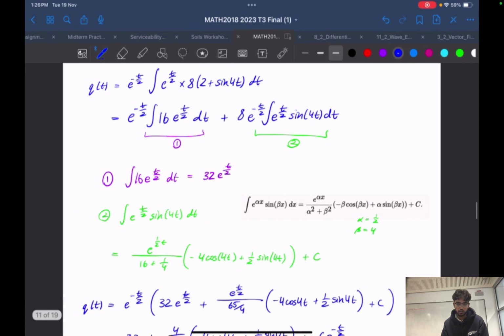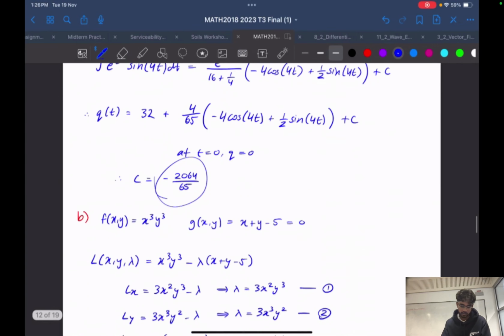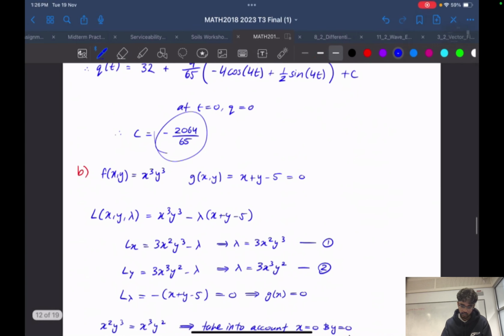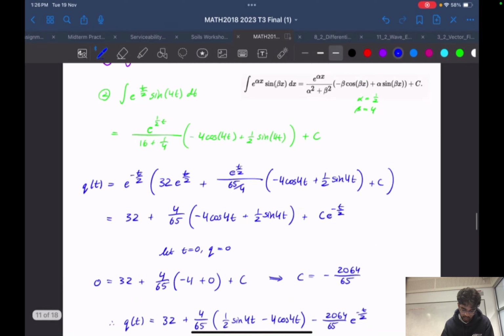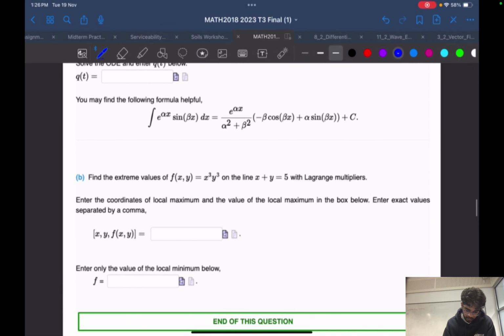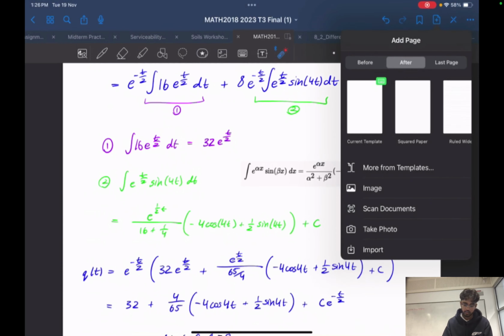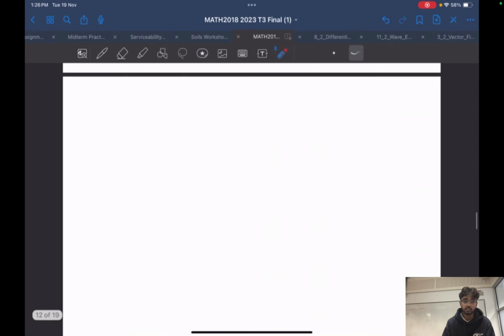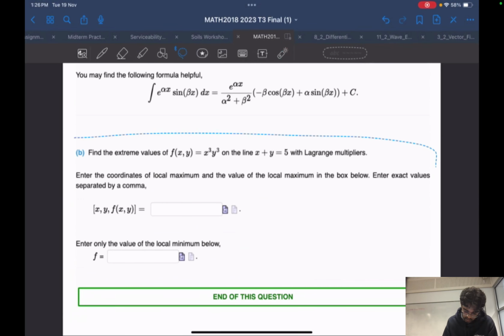Moving on. So this is the other solution I had, which is incorrect. Move that out of the way. Next question is the extreme values question. This is a very good question. There's a few tricks that you guys are actually going to have to take note of. What I'll do, I'll take a screenshot of this.